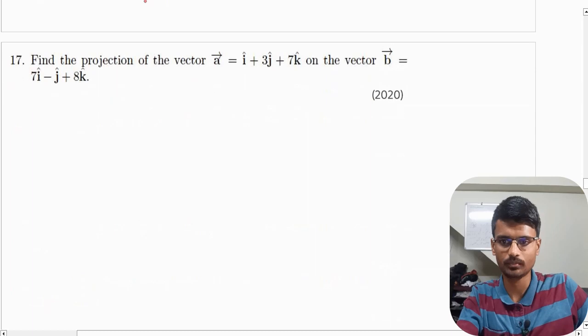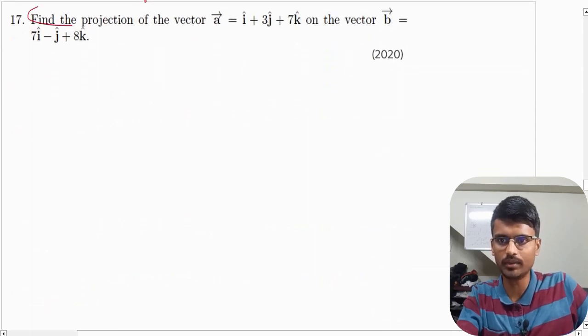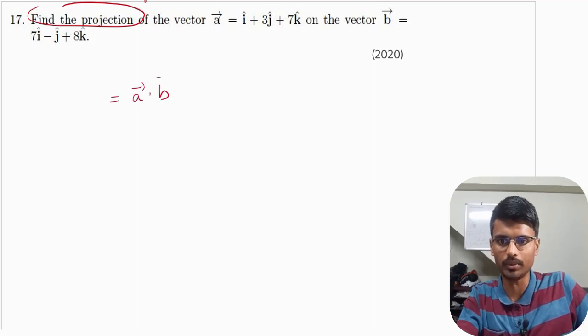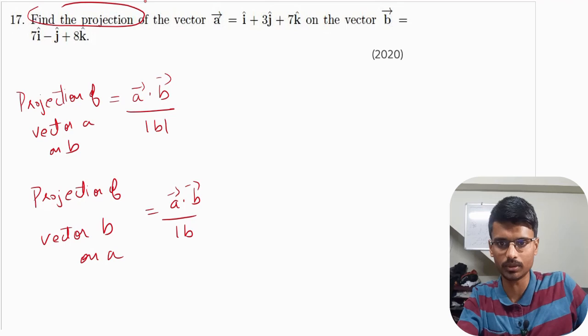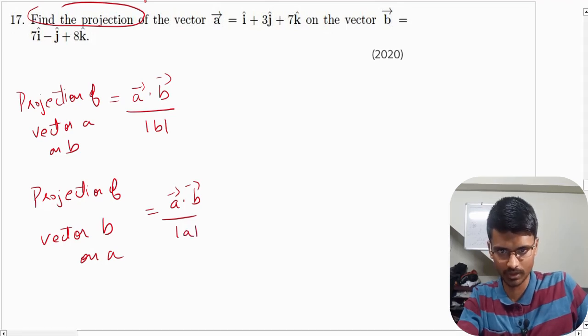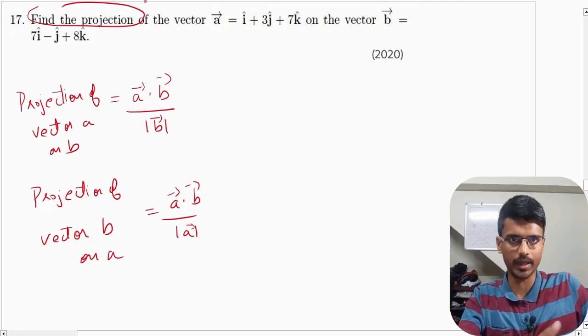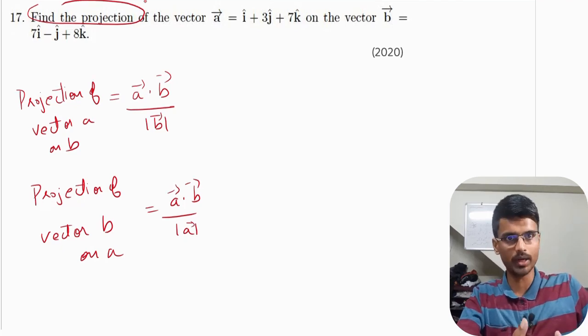Again a similar question. Find the projection of vector A on vector B. So the formula is A dot B divided by mod B. This is the projection of vector A on B. And if they have asked the projection of vector B on A, then the formula changes. Then it will be A dot B divided by mod A. Remember this. So look at the question, what they are asking, and accordingly use the appropriate formula.